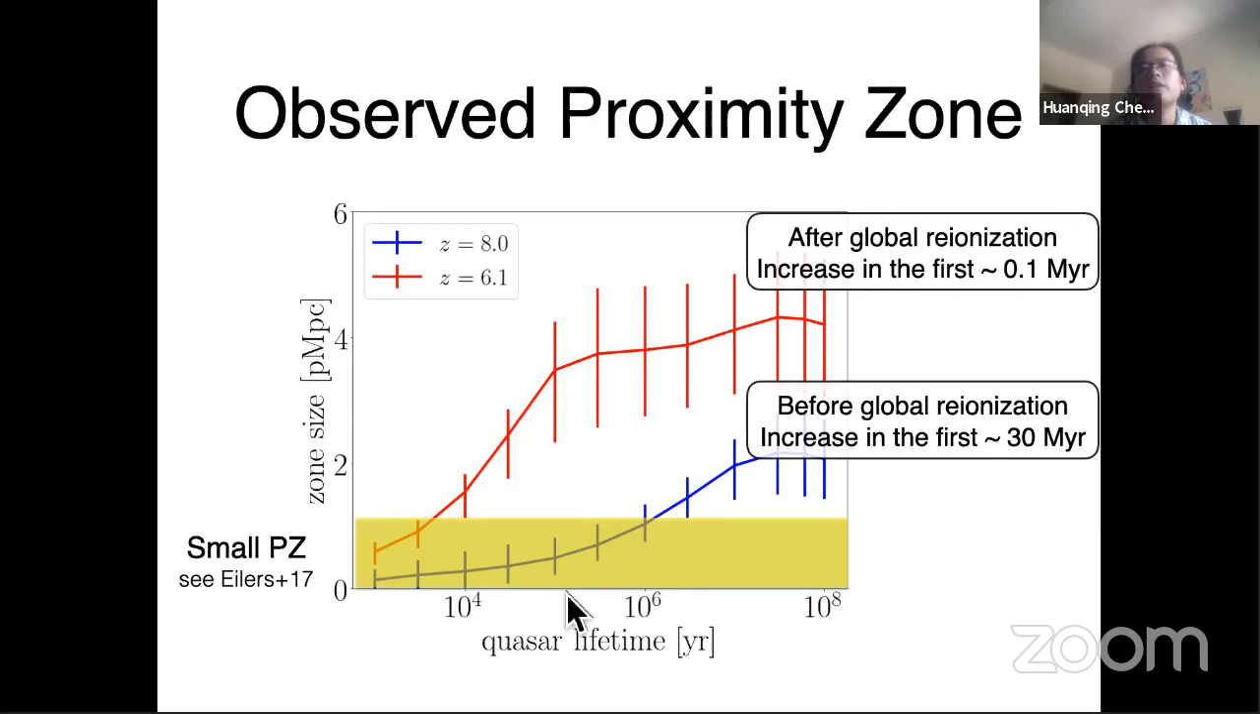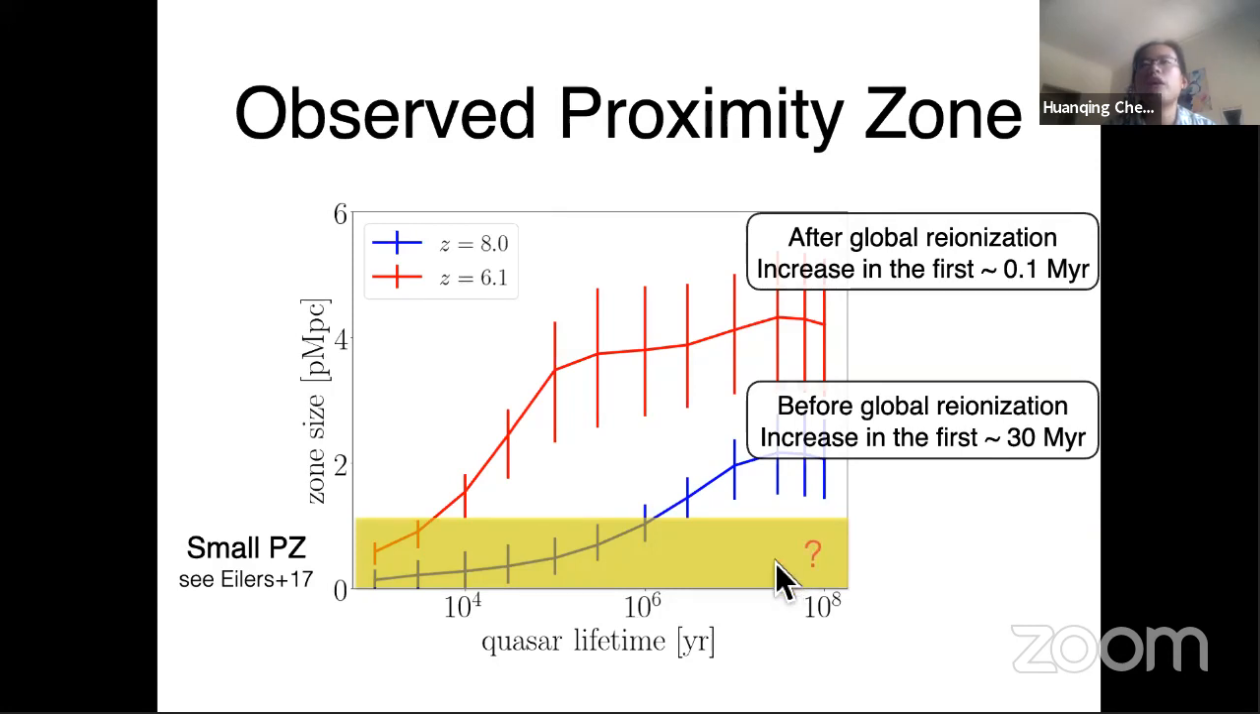One possibility is that the quasar is very young, but this is not very desirable for a supermassive black hole to grow to such a massive value within the 1 gigayear of the universe. So in my last slide, I'd rather show you how old quasars can have those small proximity zones.